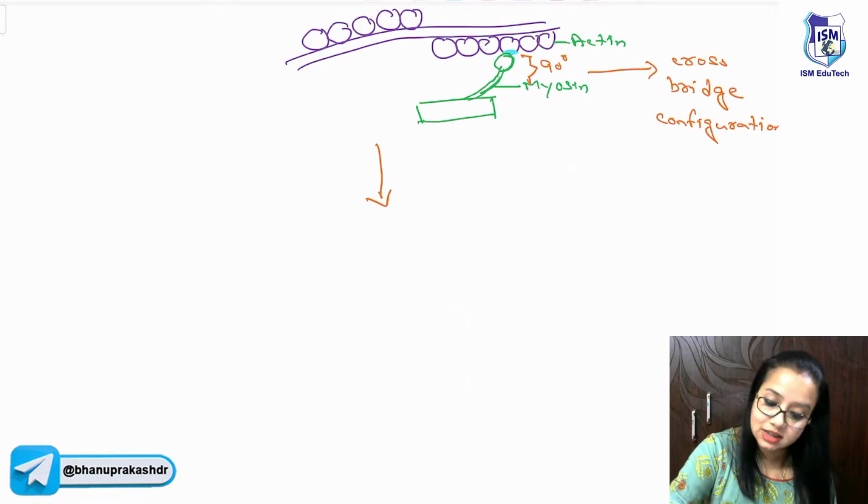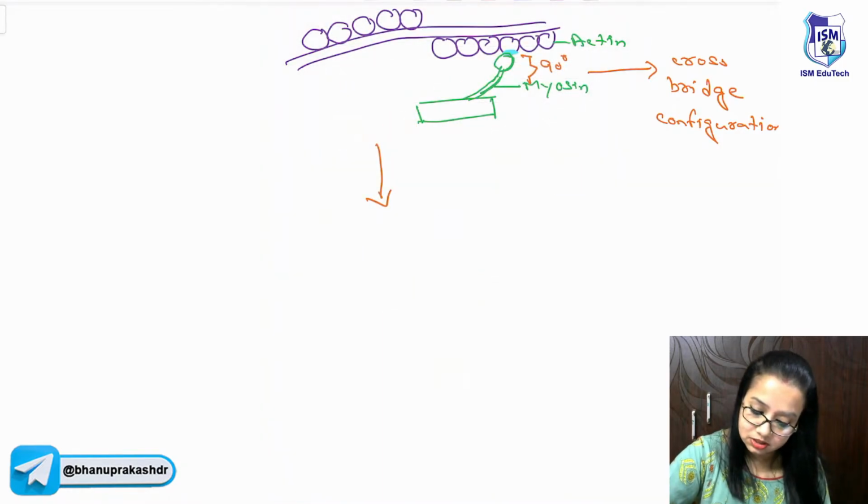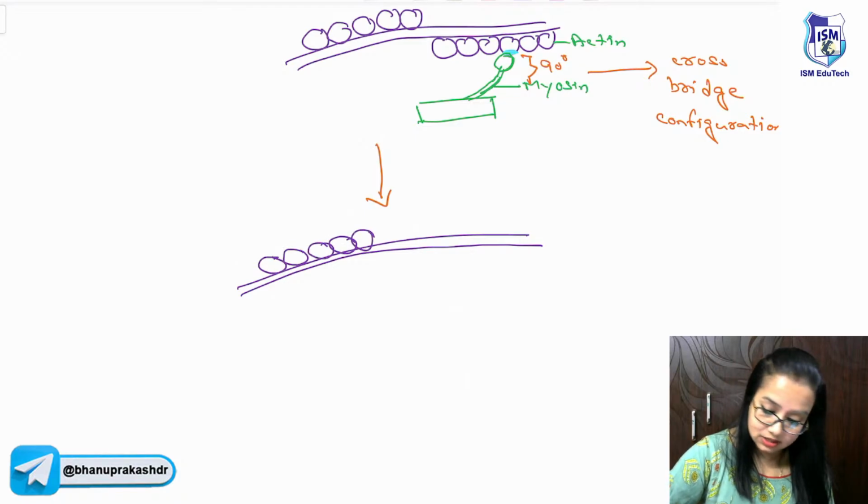Okay. After this binding happens, the actin stays as it is. The actin does not move. So this actin is something like what we have seen here also. It is lying as it is.